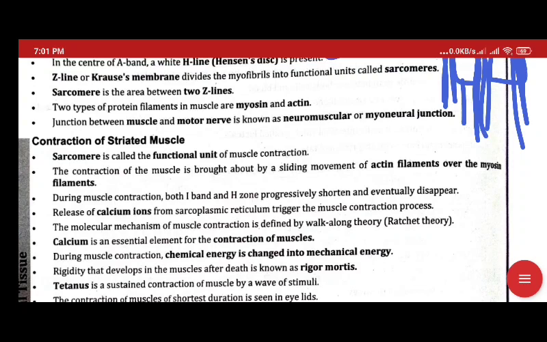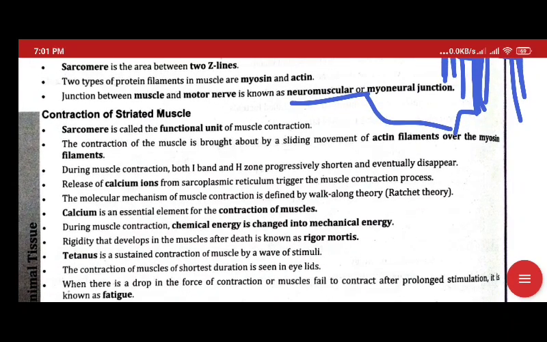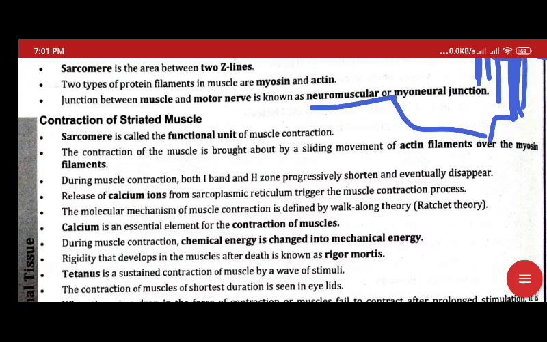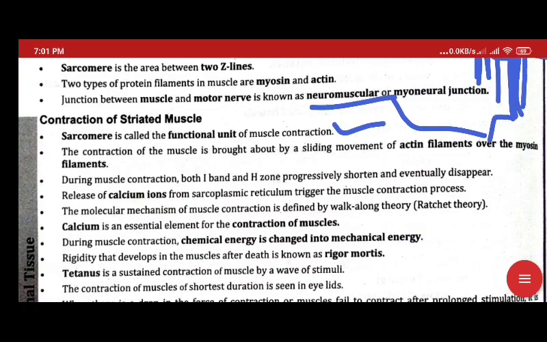Now the junction, here also a junction point. What does this junction contain? Neuromuscular or myoneural junction for the contraction and relaxation of muscles by nerve. Sarcomere is the main functional unit.